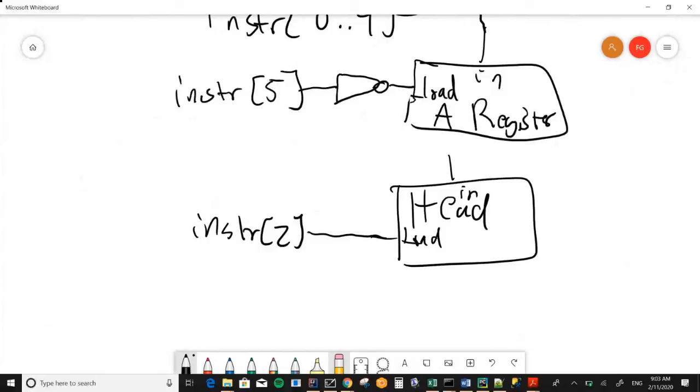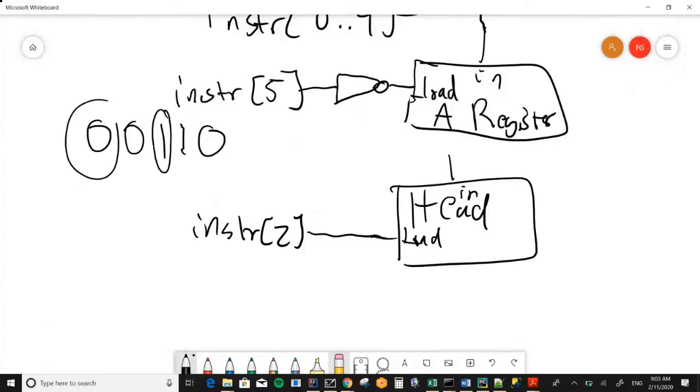If I give an address instruction like, say, 0, 0, 1, 1, 0, bit 2 is a 1. Because this is a 0, out here we get a 1, and we get a load into the address register. But at the same time, because this is a 1, we're now getting a load into the head register. And I'm suggesting that is undesirable.